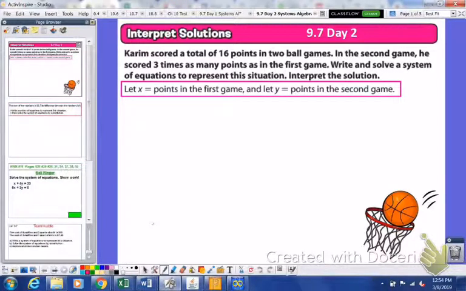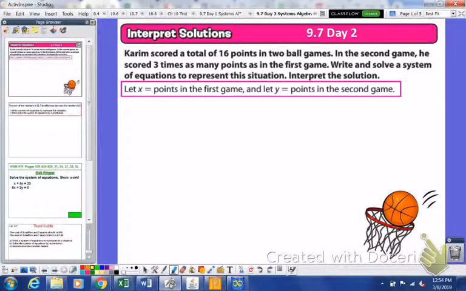So our first example, Kareem scored a total of 16 points in 2 ball games. In the second game, he scored 3 times as many points as in the first game. Write and solve a system of equations to represent the situation, then interpret the solution, meaning we need to label, not just give numbers. So we are told, let x equal the points in the first game, and let y equal the points in the second game. So we need to write a system of equations using these variables. They're given to you, make sure you use them.